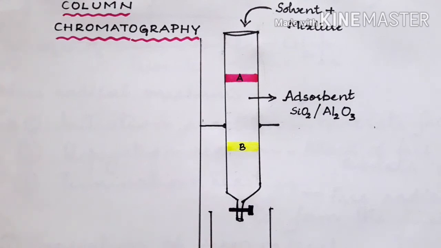Consequently, the original layers of the various components separate into a number of individual layers called bands. Each band is called a chromatogram. These bands are further separated by running more of the pure solvent down the column. This process is known as development. This method of separation is mainly used for those elements which are available in small amounts and the impurities are not very much different in chemical properties from the element to be purified.